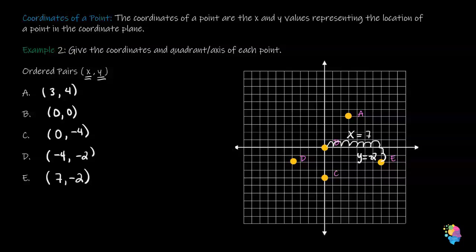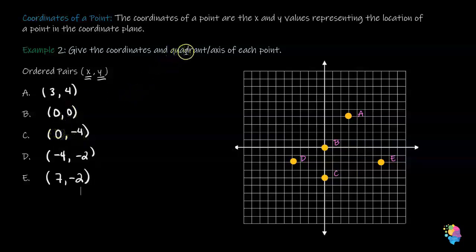Now, again, if you are having trouble with these, especially the ones that are on the axis, remember, if you are on the x-axis, the value is only on the x-coordinate. And if you are on the y-axis, like C is, right? C is on the y-axis, so then the only number that you will have is on the y-coordinate, and the other one will be 0.